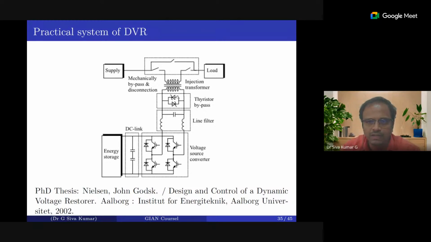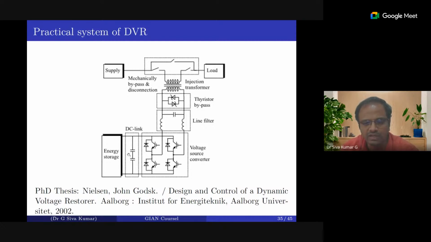Yeah, this is a typical practical system of the DVR. You have a transformer, and you have a mechanical bypass disconnection in the injection transformer. We have a line filter over here, and then the energy storage. I was mentioning that this dynamic voltage restorer can be utilized for transient phenomena, not steady state. Wherever a fault will be there for a very short duration of time, the fault will be cleared within a half cycle, or maybe 2 cycles, maybe a few cycles also.